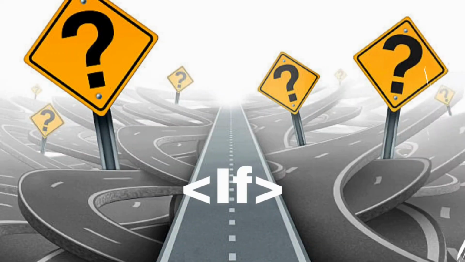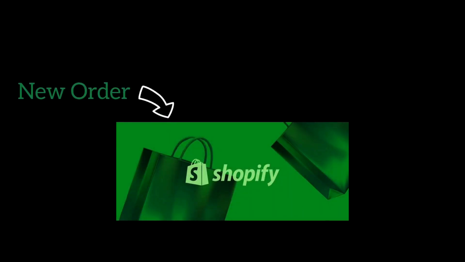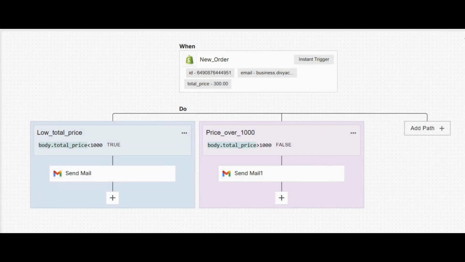Have you ever faced a situation where you wanted your workflow to behave differently based on certain conditions? For example, imagine you receive an order on Shopify. If the order value is below 1000, you want to send the customer an order confirmation email with a simple thank you note. However, if the order value is above 1000, you want to include a discount coupon in the confirmation email as a reward for their purchase.